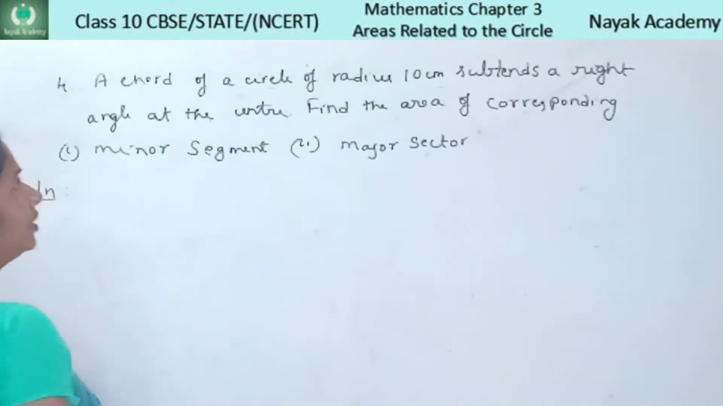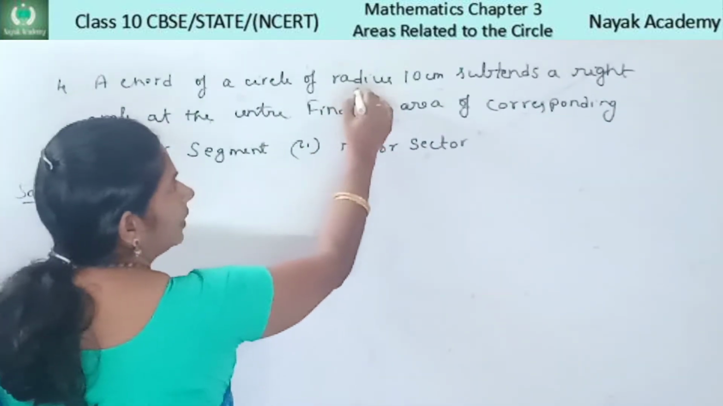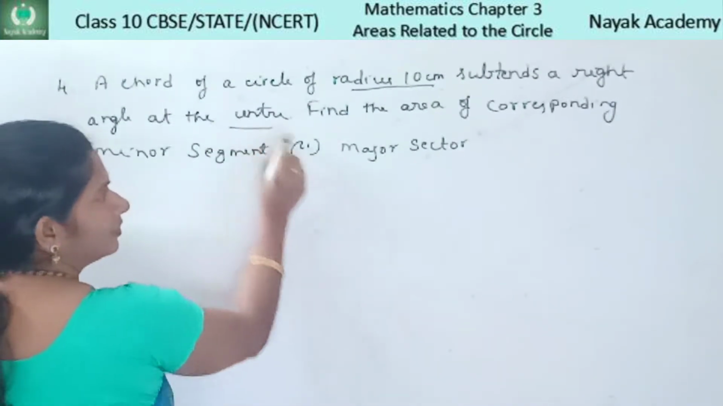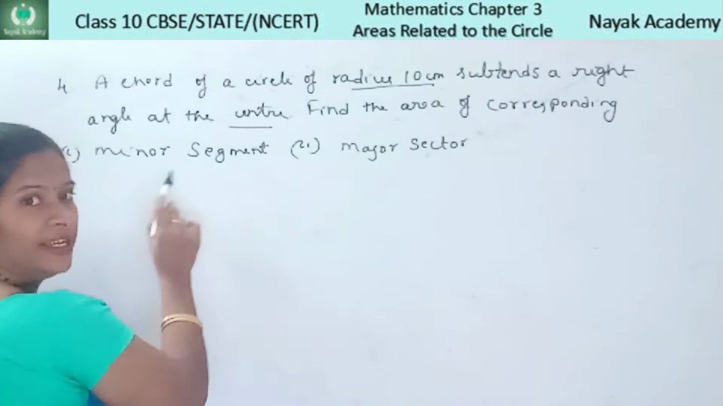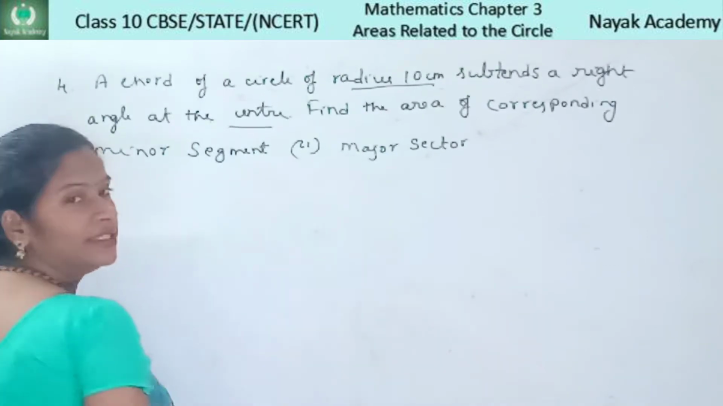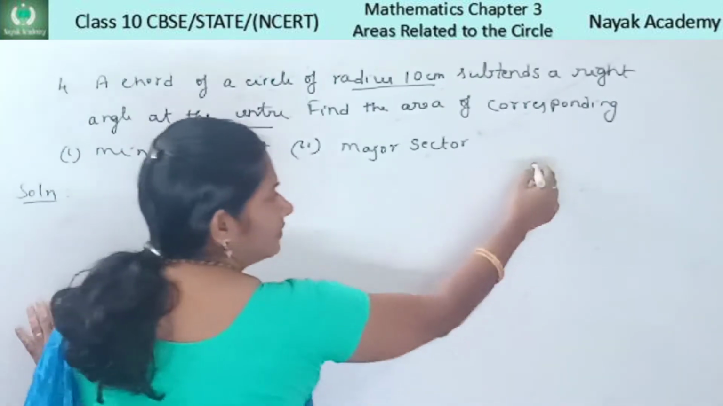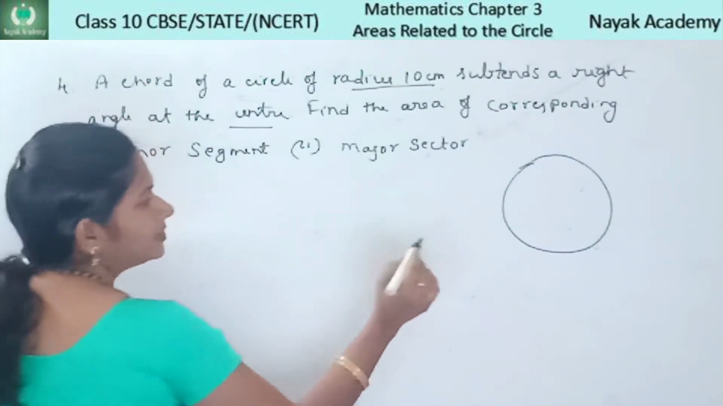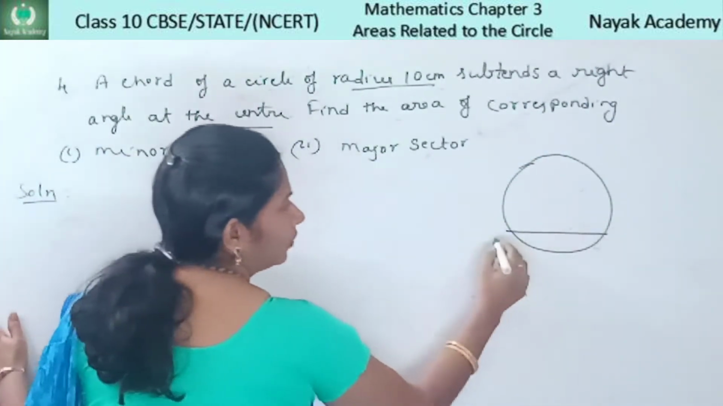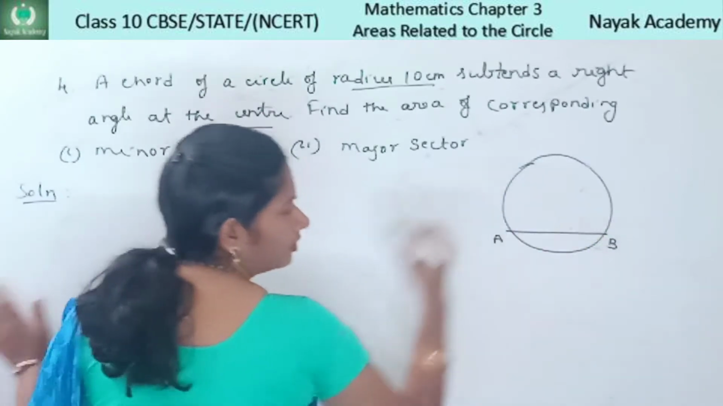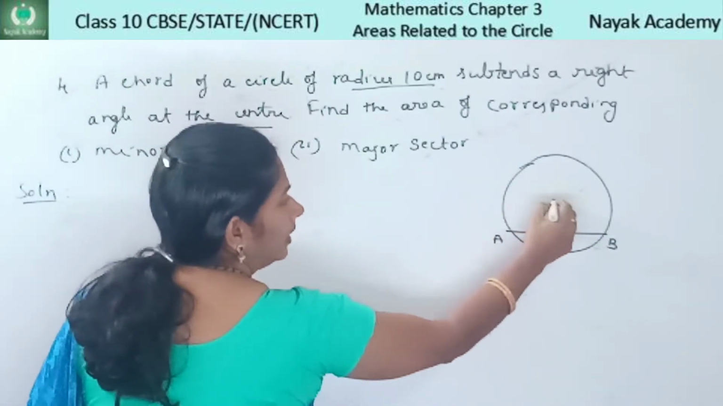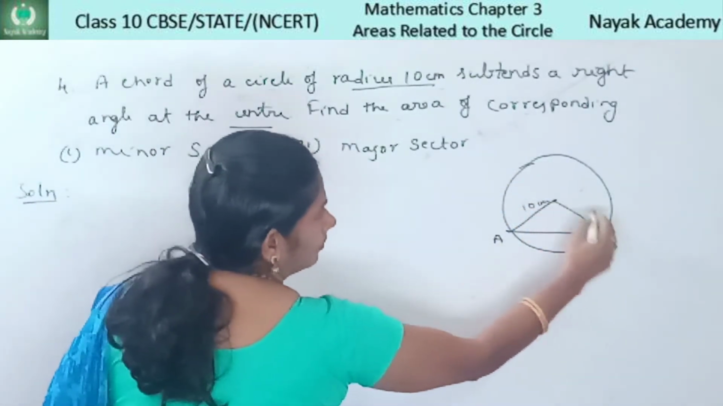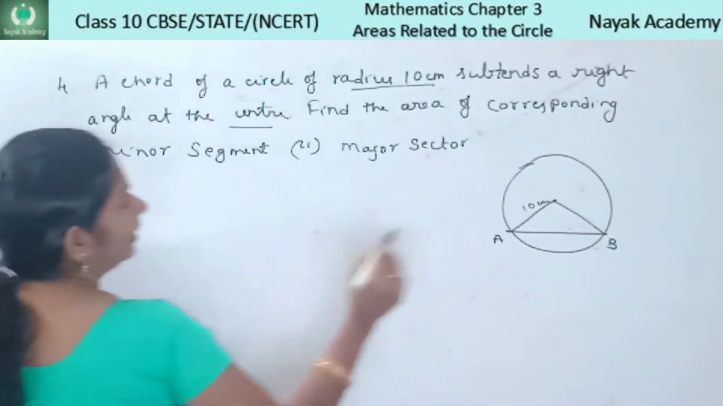Coming to the fourth question, a chord of a circle of radius 10 centimeter subtends a right angle at the center. Find the area of the corresponding minor segment and major sector. So what is given? A chord of a circle of radius 10 centimeter. Let me draw one chord, AB as a chord, and radius 10 centimeter. Subtended right angle at the center.